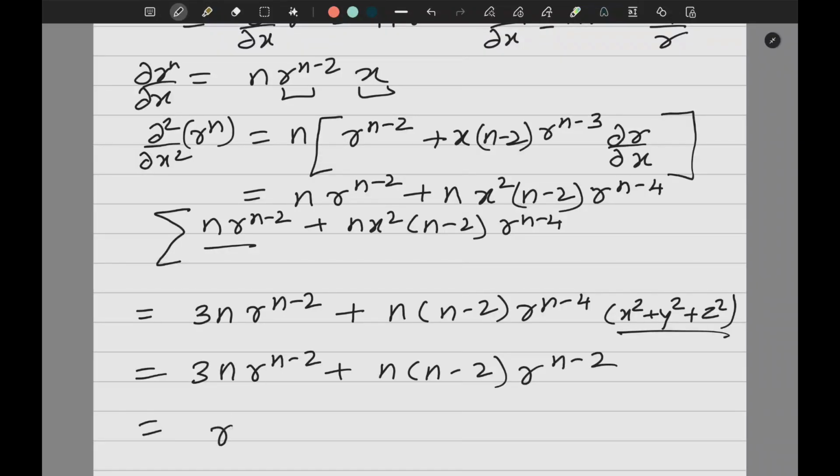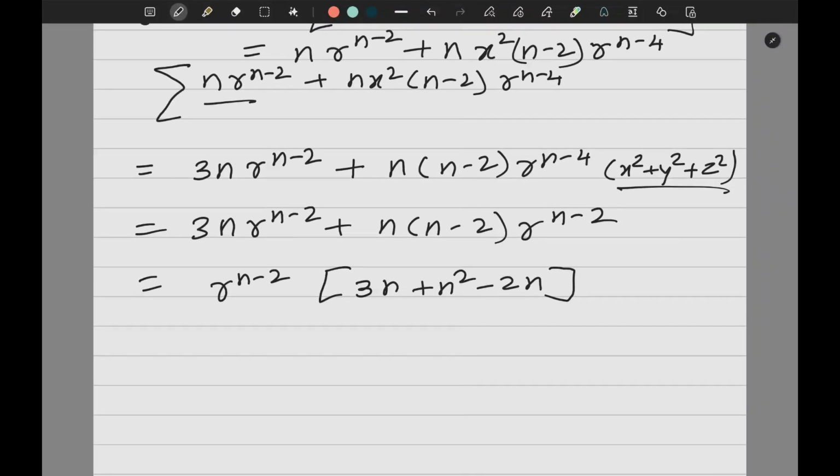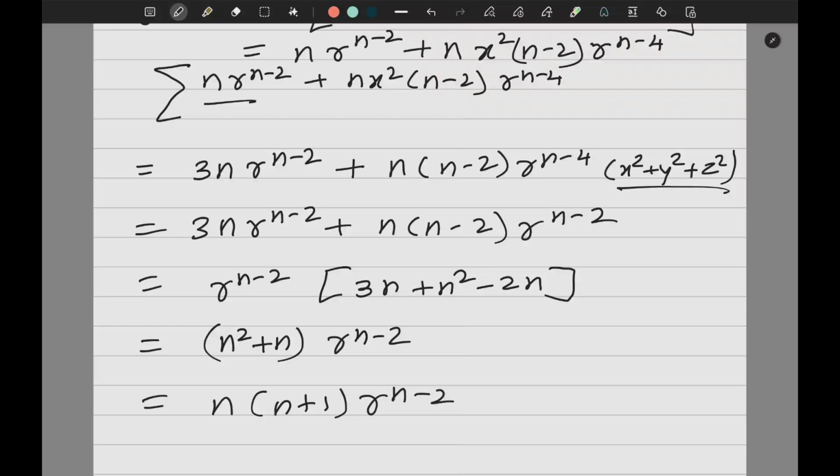So I can take r to the power n minus 2 common, and then I am having 3n plus n square minus 2n, right? So this will be equal to n square plus n r to the power n minus 2, and this is equal to n plus 1 r to the power n minus 2. So we are done. So our question is done, right?